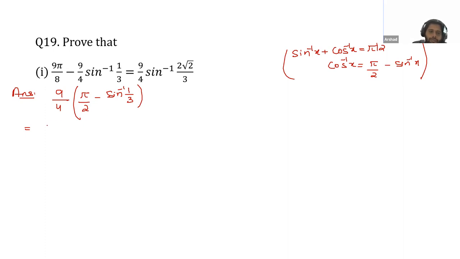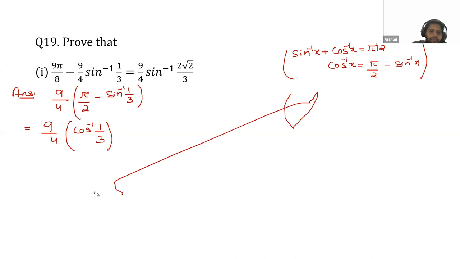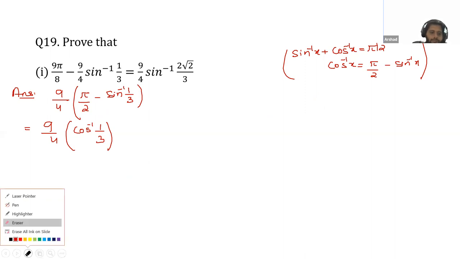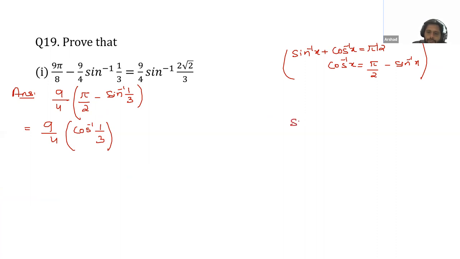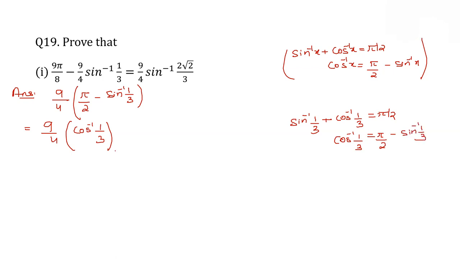And so, Noma, what will be the next step? This is 9 by 4. In place of this, what can we write? Sine inverse x plus cos inverse x. No, no. Can we say that this is cos inverse 1 by 3, Noma? Please check here. As per the above property, we can say that sine inverse 1 by 3 plus cos inverse 1 by 3 is equal to pi by 2. Okay. So can we say that cos inverse 1 by 3 is equal to pi by 2 minus sine inverse 1 by 3? Yes, sir. Okay. So in place of this one, we can write this cos inverse 1 by 3. So here we will get 9 by 4.